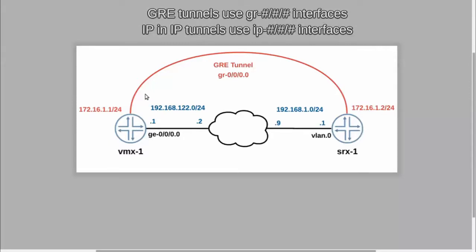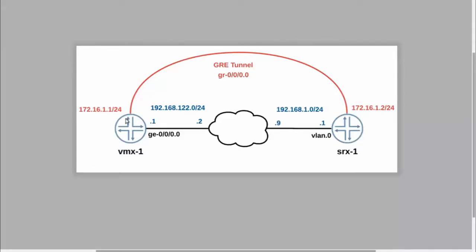We're specifying the source and destination of the tunnel. From the VMX's perspective, the source is going to be this IP address, 192.168.122.1, and the destination is going to be the SRX's external IP address, 192.168.1.1. From the SRX's perspective, it's completely the opposite. So that's the tunnel endpoints configured.